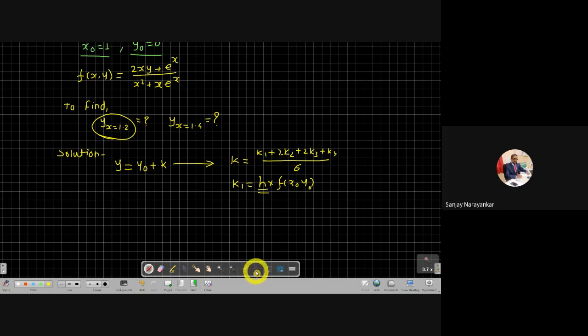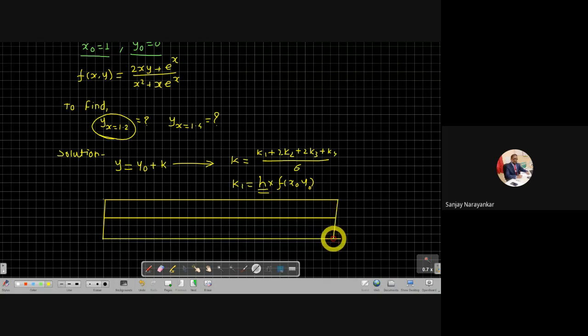So after having h value, what you have to do? Yes, students. You have to prepare a table. So what value you are having? X value. And you have to write Y value. So what's the initial value here? What is given in the problem statement? Students? Initial values. X at x is equal to 1, y is equal to 0.